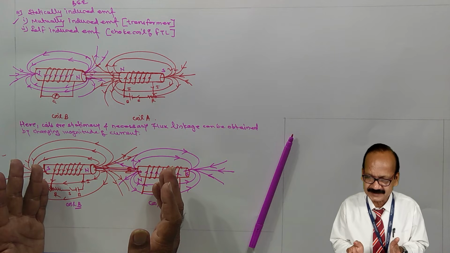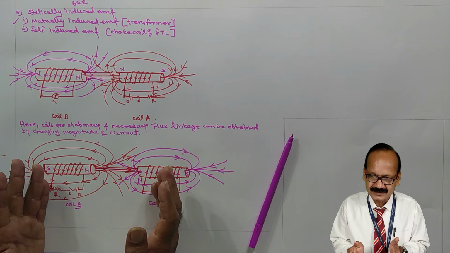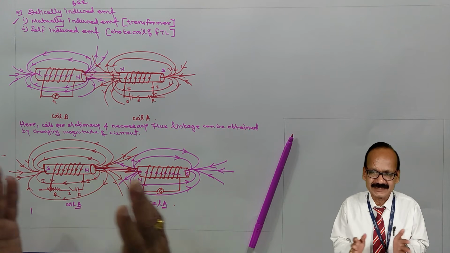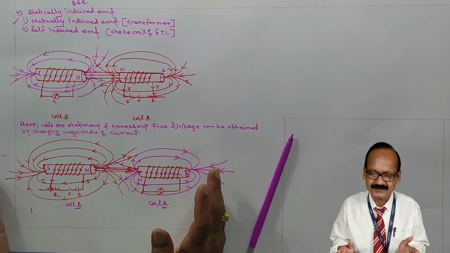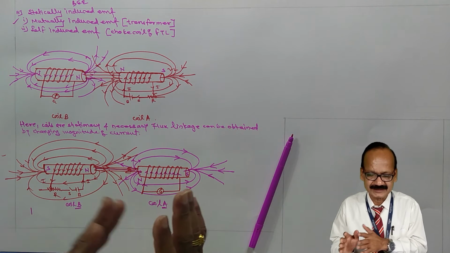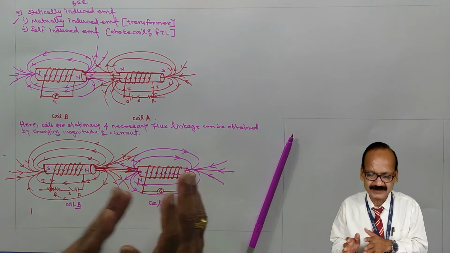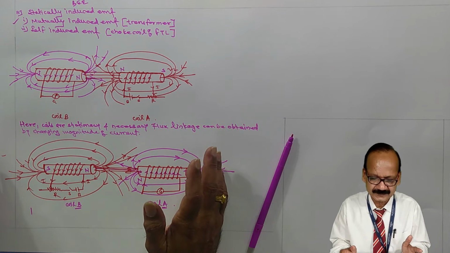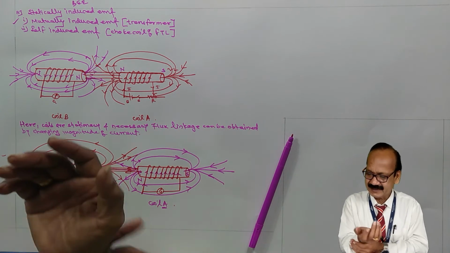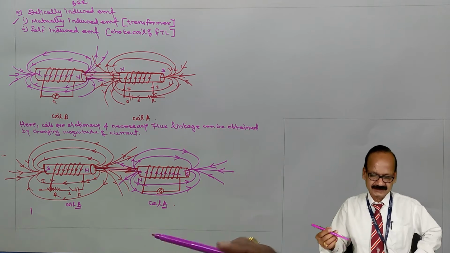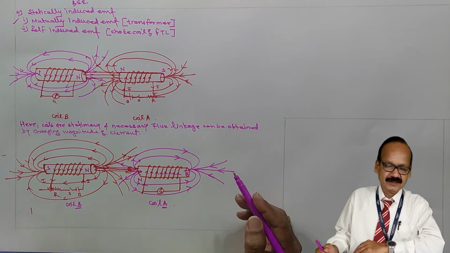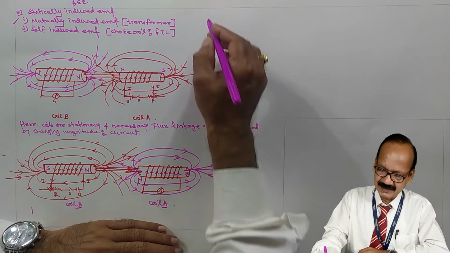Transformer is a stationary machine and there is a flux linkage in the primary side coil and secondary side coil. So here we cannot discuss the transformer. So in this way, now I will write the mutually induced EMF.